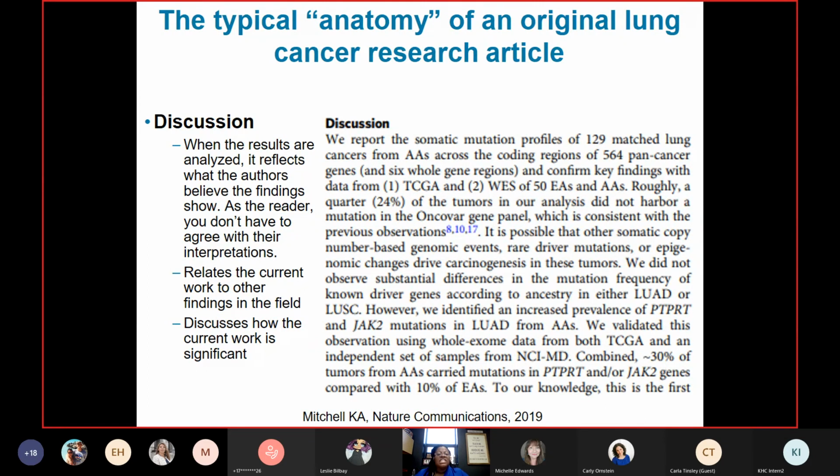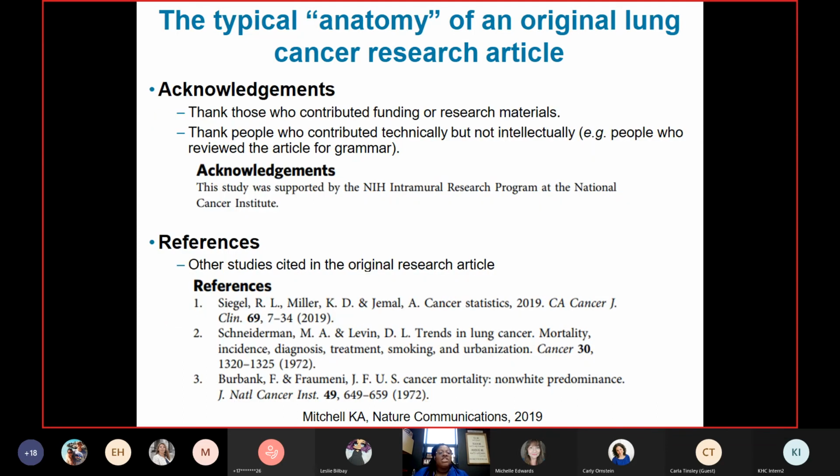Based off that research. So when you go to look at other original lung cancer research articles, the discussion section will be very similar. They're going to take their findings and say, what does that mean, and how can we use this in relation to what we know is also going on in the research in other areas. All right. So the final two sections on anatomy are acknowledgements and references.